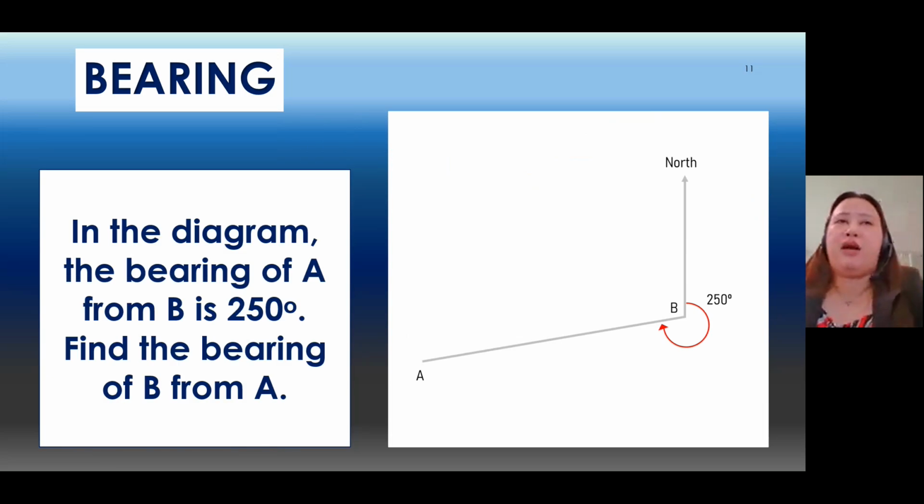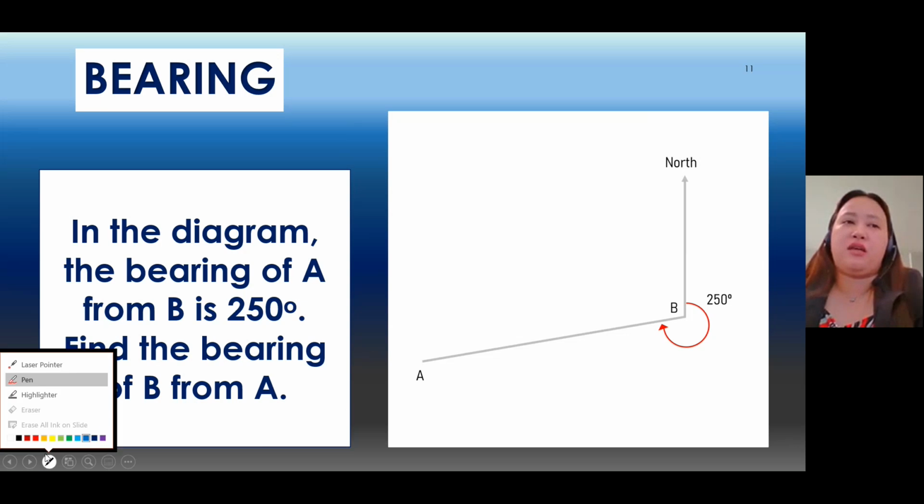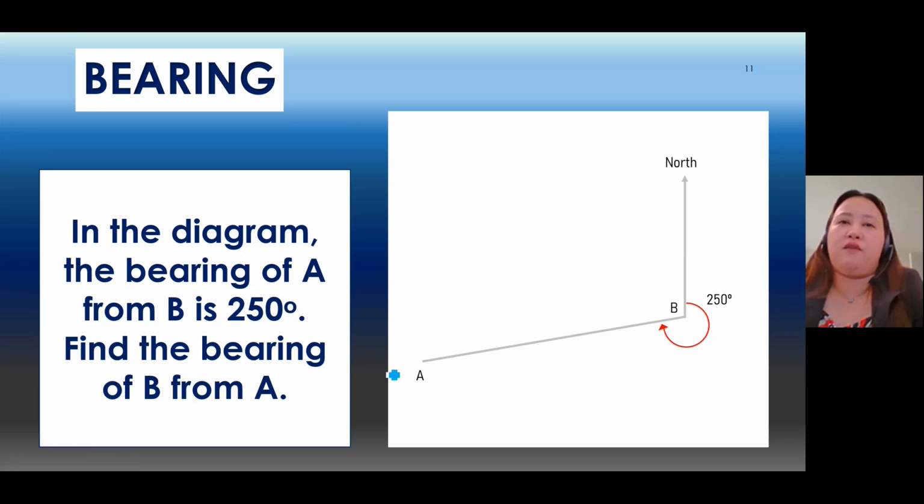So on the next slide, we have here an example. There is a given diagram in which the bearing of A from B is 250 degrees. As you can see in our diagram, we again have two points, A and then B. According to the problem, there is a given bearing from B.